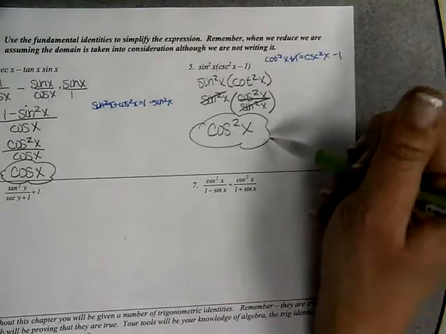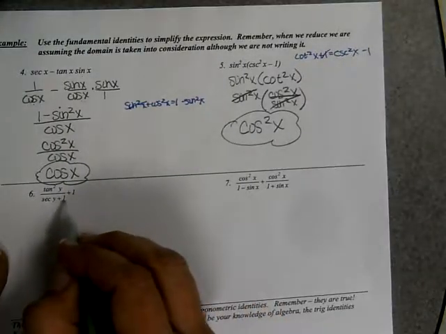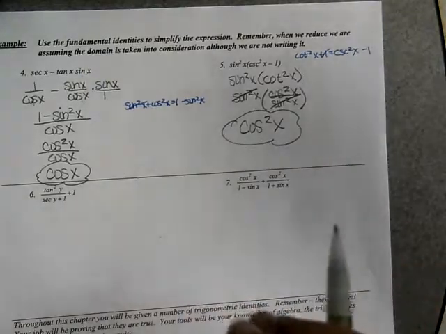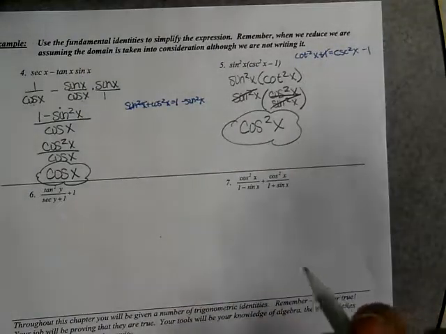But notice these problems, it was pretty self-explanatory when you got to the end that that's probably as simple as it's going to be. Let's try number 6. We have tangent squared y over secant y plus 1, plus 1. I'm looking at this and you have to brainstorm how I can manipulate different pieces.